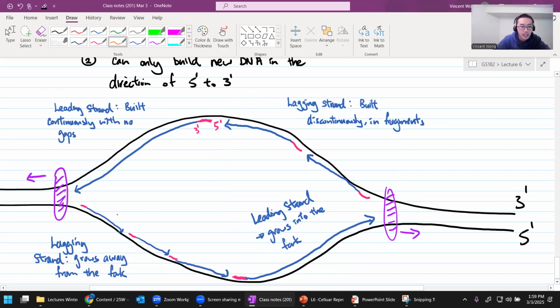Now these little fragments, the DNA fragments that are being built a little bit at a time, they are called Okazaki fragments, named after the Japanese scientists who discovered them. Okay. So over here, also Okazaki fragments.